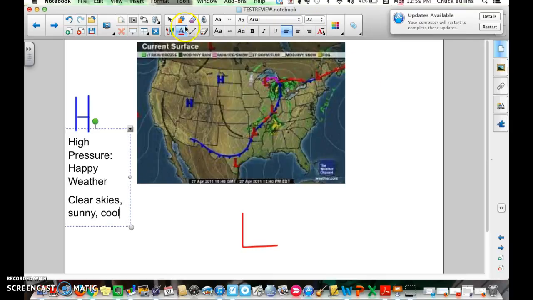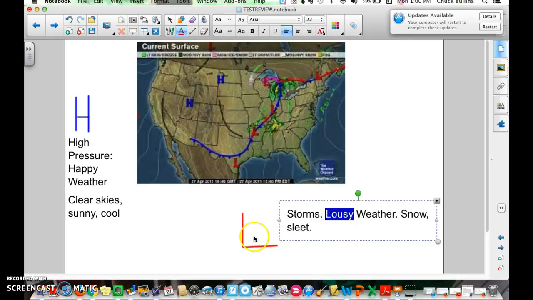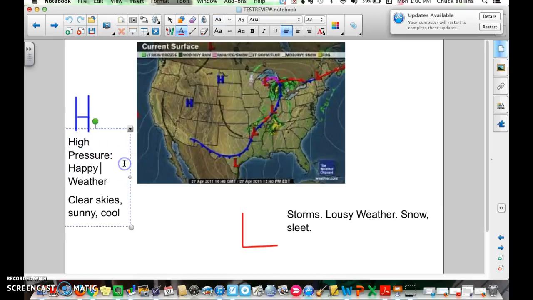Now our low pressure system, again, be very careful with this. It's a very common mistake for students to make, and I do not want you to make it. A low pressure system is not going to bring low temperatures. It's going to bring storms. This brings, and watch this, L, lousy weather. In the wintertime, when you have a low pressure system, you could have snow or sleet. I remember it with this. Lousy starts with an L, low pressure starts with an L. Happy starts with an H, high starts with an H. And that's the way I differentiate those two.